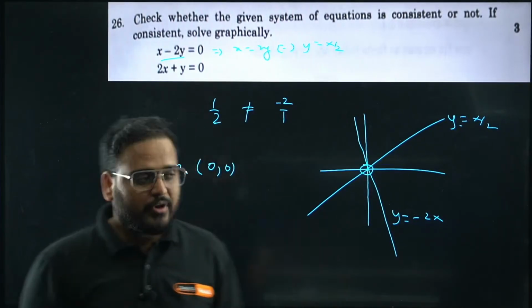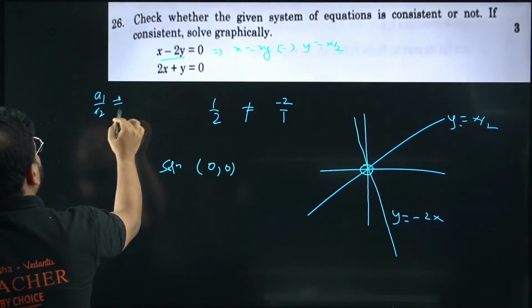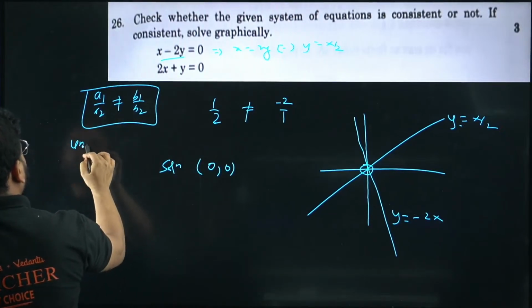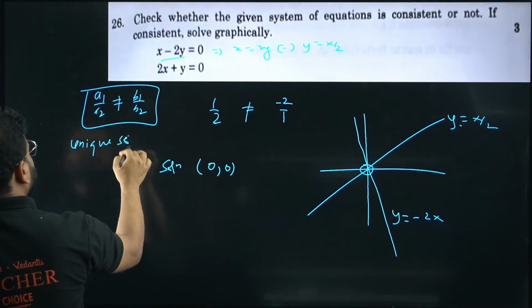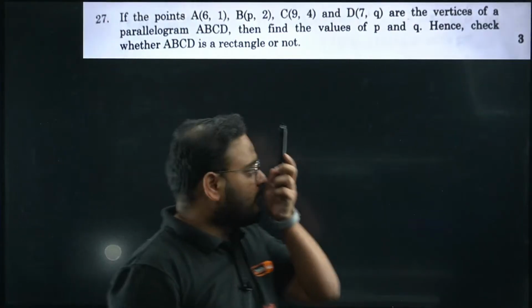Okay. Let's move on now. So this is this form actually. A1 by A2 is not equal to B1 by B2. Unique solution. Please check. Okay. Moving on now. 27th.